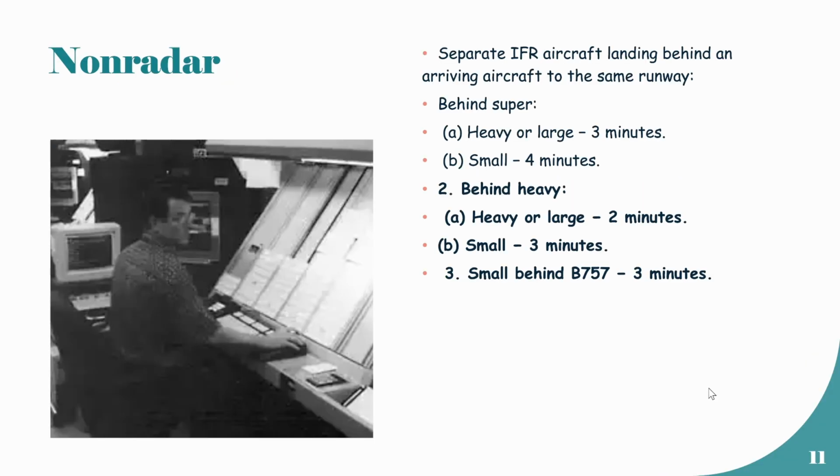A non-radar separation. Basically, you go based off of minutes rather than miles. And then you're given the super aircraft separation, and then the heavy or large 2 minutes, small 3 minutes, and then of course small behind the B757, 3 minutes.